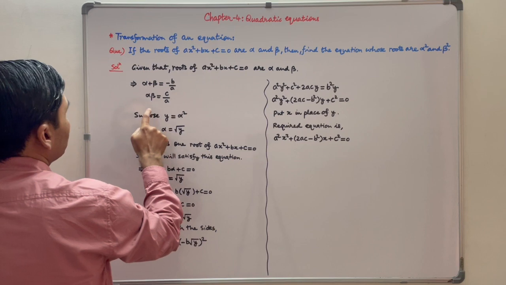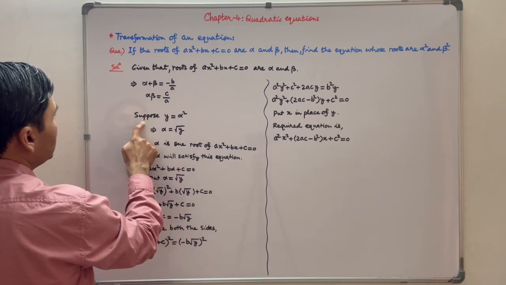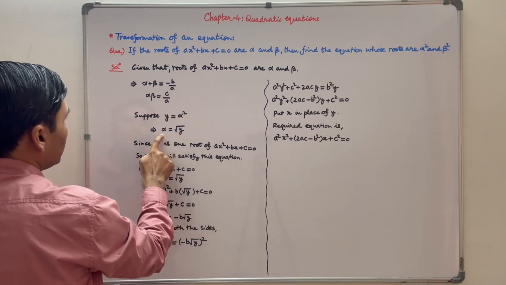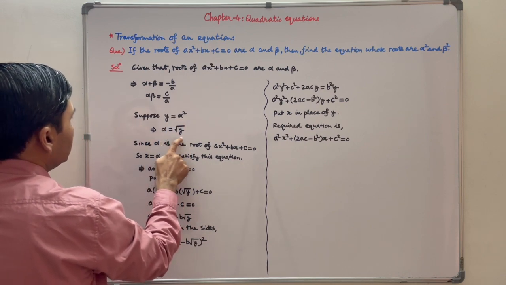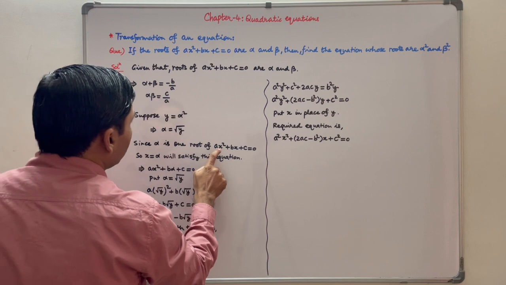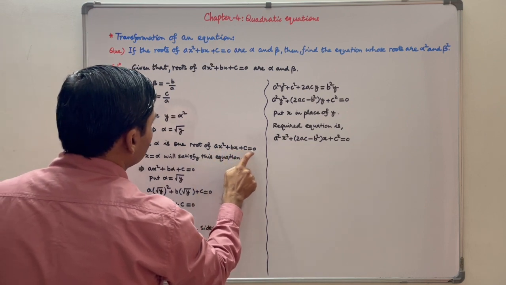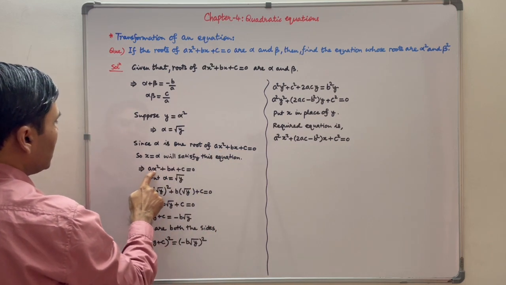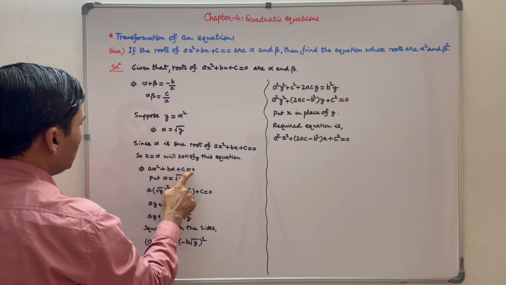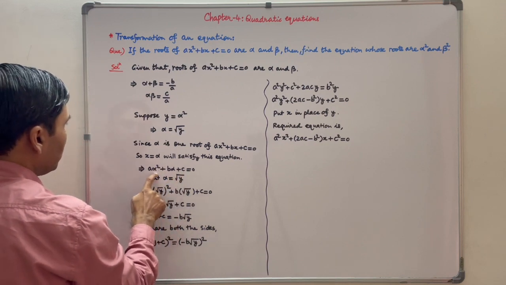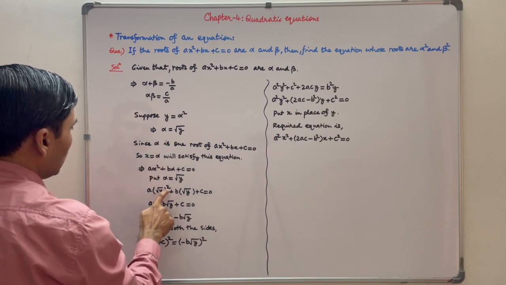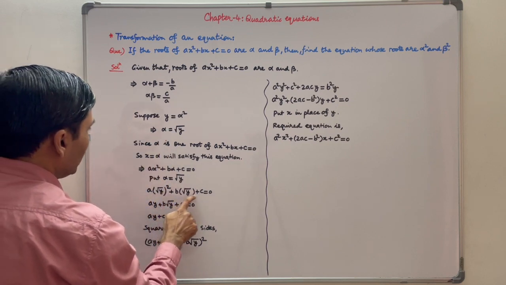So first step of the transformation of an equation method is suppose y is equal to alpha square. So alpha is equal to under root y. Since alpha is one root of ax square plus bx plus c is equal to 0, so x is equal to alpha will satisfy this equation. That means a alpha square plus b alpha plus c is equal to 0. Put the value of alpha from here.